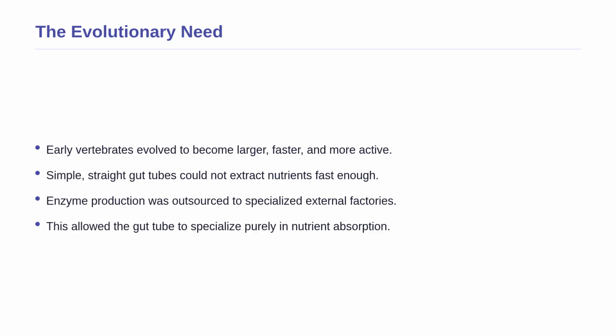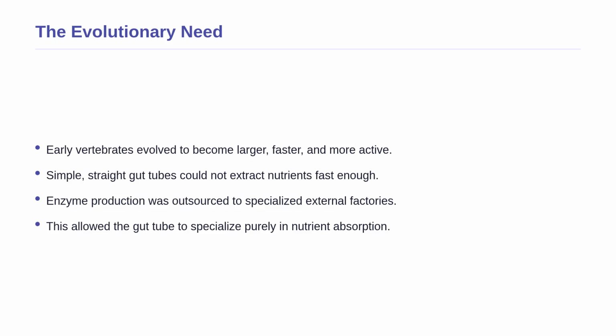You might be wondering, why does the body bother building these separate, bulky organs instead of just letting the stomach and intestines do all the work? The answer lies deep in the evolutionary history of vertebrates. As early vertebrates evolved to become larger, faster, and much more active, their simple, straight gut tubes could no longer extract nutrients fast enough to fuel their demanding bodies.